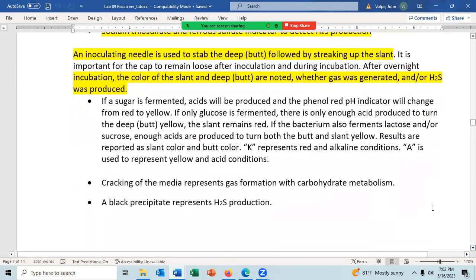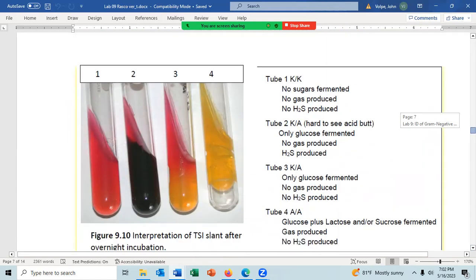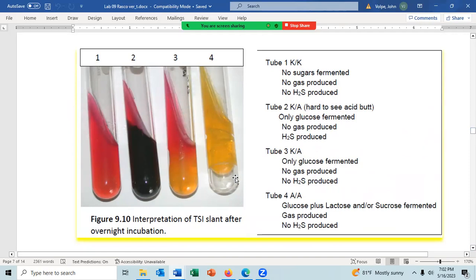You can also test for the production of gas in the fermentation of sugar. And with gas, you'll either get lifting of the media or a bubble in it. You can also get breaking of the agar from the production of gas.